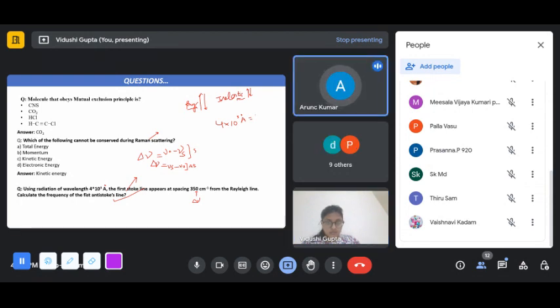C by lambda. I am asking for the wave number and wavelength. The inverse relationship: wave number is 1 by lambda. So just convert it into wave number.